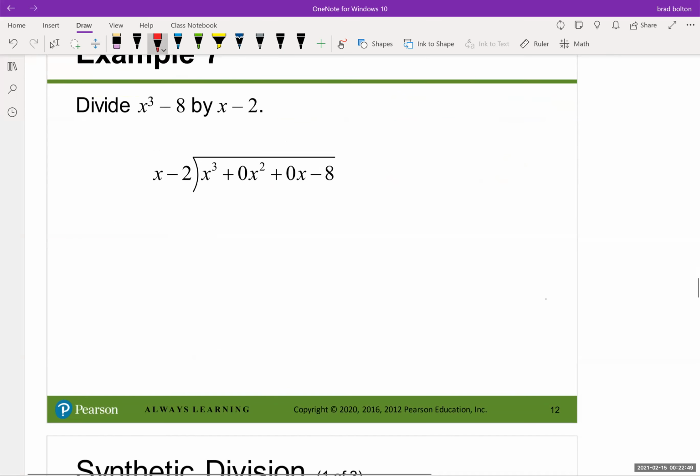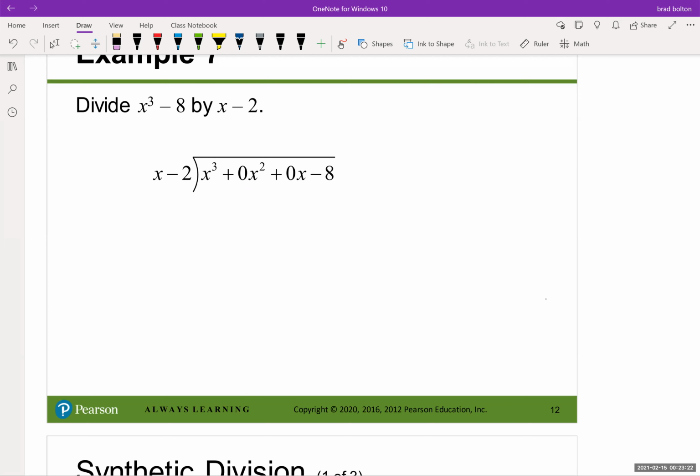Okay. So why don't you guys pause the video real quick and try this one, see if anything bad happens. Okay, so hopefully you notice that here they have 0 x's, and that's because x cubed minus 8 has missing terms. It should be something like x cubed plus x squared plus x minus 8, but these terms are missing. So the only way we can account for them is by using placeholders. So we're going to put a placeholder here for the x squared term, and here for the x term.